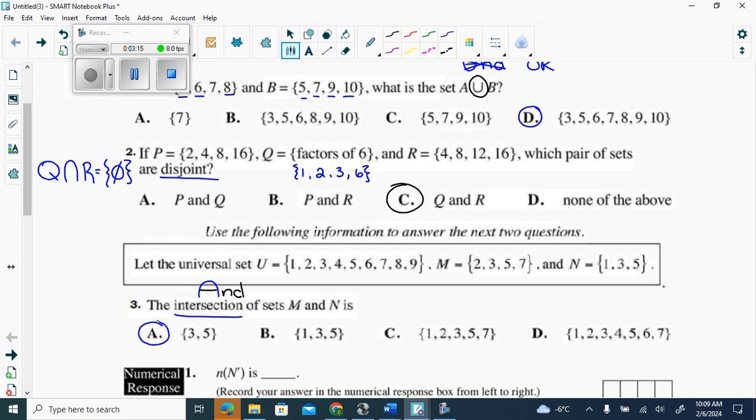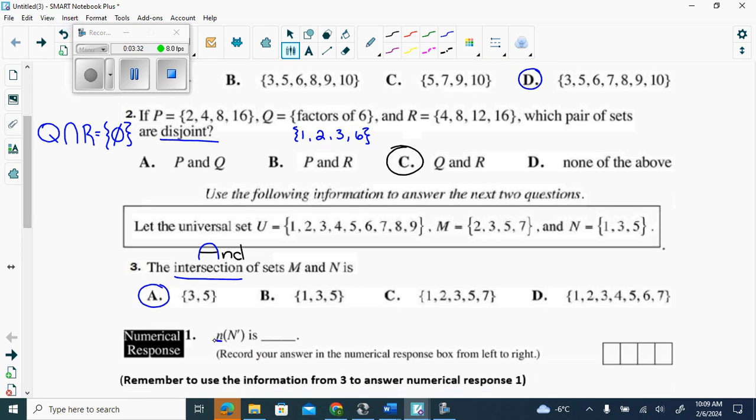If I wanted or, what would it be? 1, 2, 3, 5, and 7. If it's in either or, I would list it, right? So you get more when you have more. Okay, what does this little n mean? Number of elements in it. So I could say number of elements, or they could use an n. They often just write the words number of elements in.